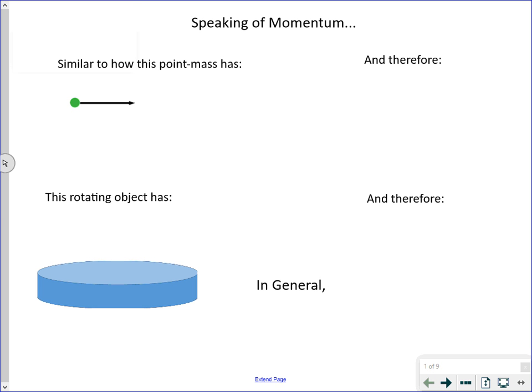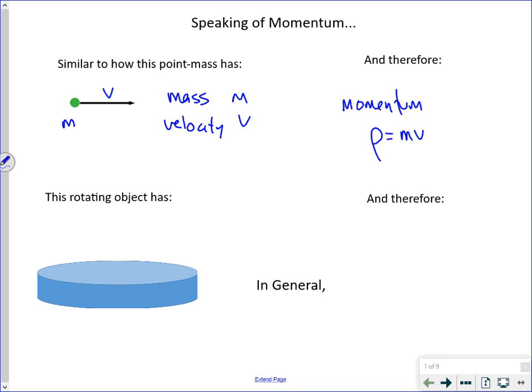Hello and welcome back. So speaking of momentum, as a way to just get us going, here's an object, and similar to how this point mass has a mass m and a speed v, or a velocity, let's say, and therefore momentum, vector.